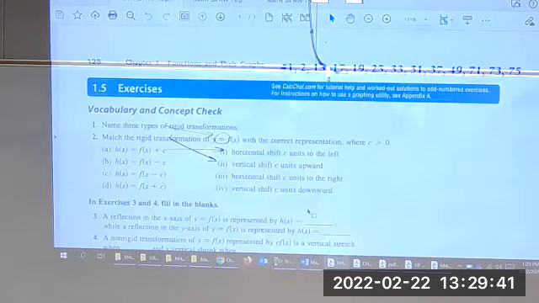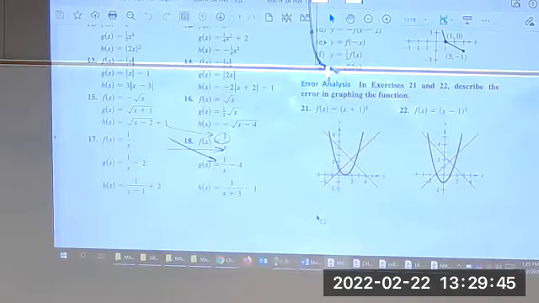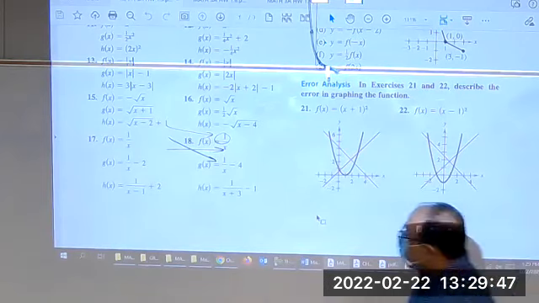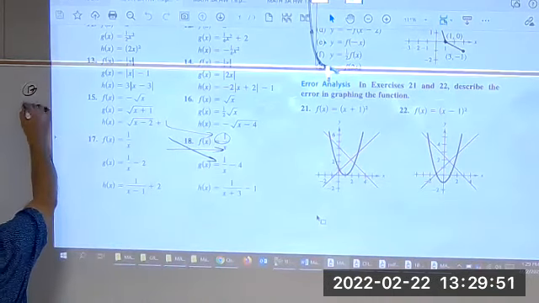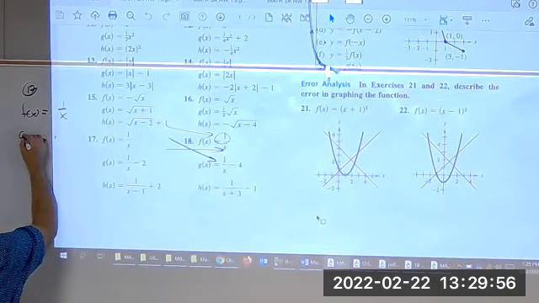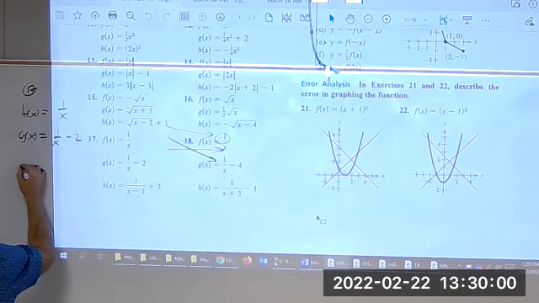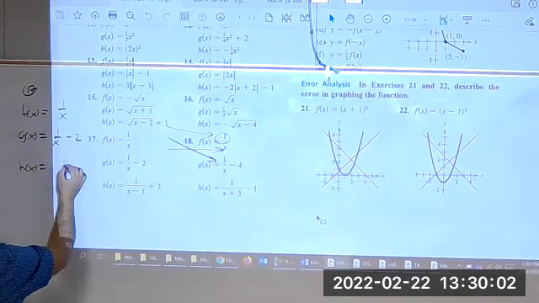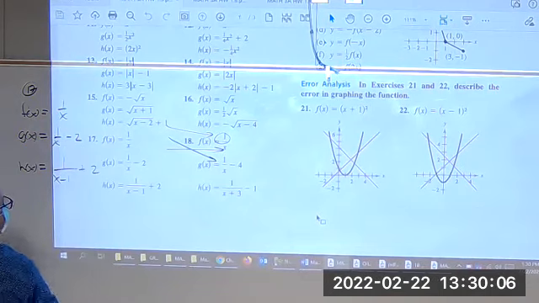15 and 17. Okay, let's do 17. So f of x is 1 over x, g of x is 1 over x and then minus 2, and then h of x is 1 over x minus 1, and then a plus 2.